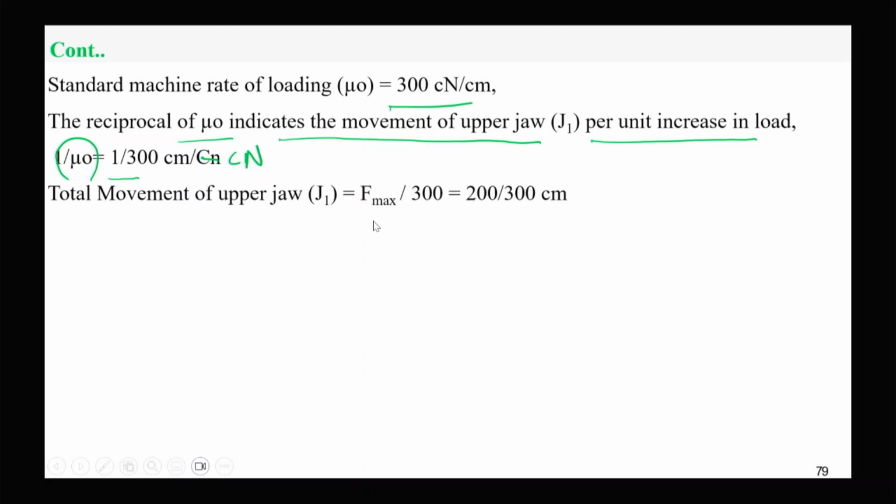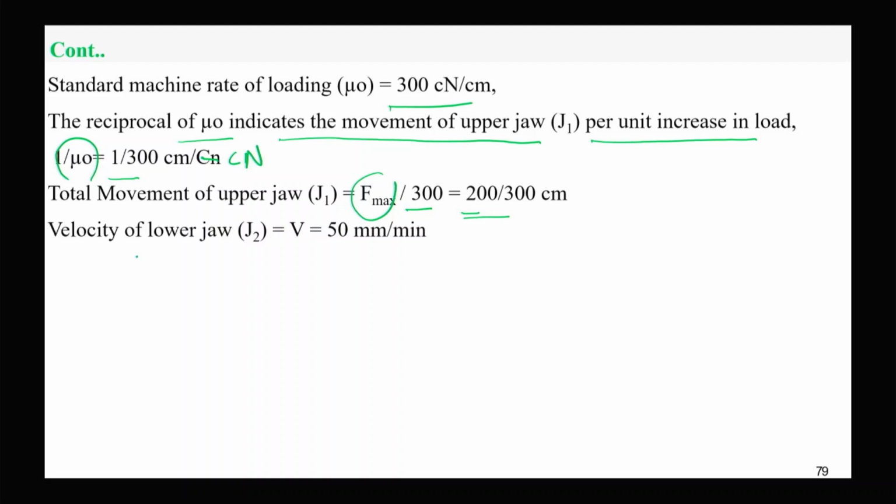So the total movement of the upper jaw is F max by 300. F max is 200 centinewton, which we have calculated earlier, and 1 by 300. So it will become 200 by 300.